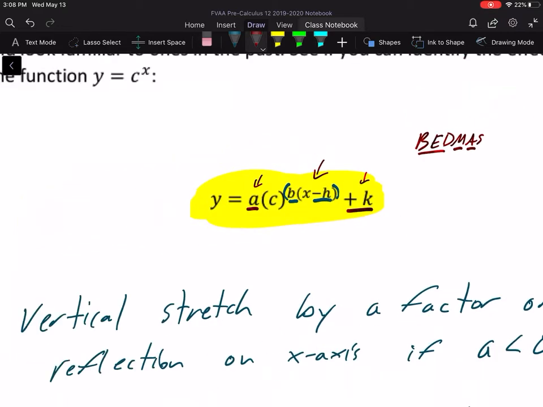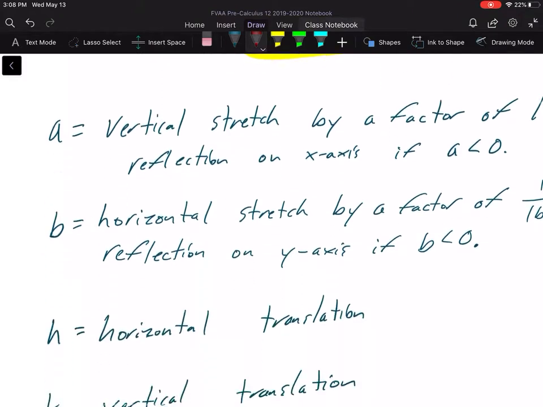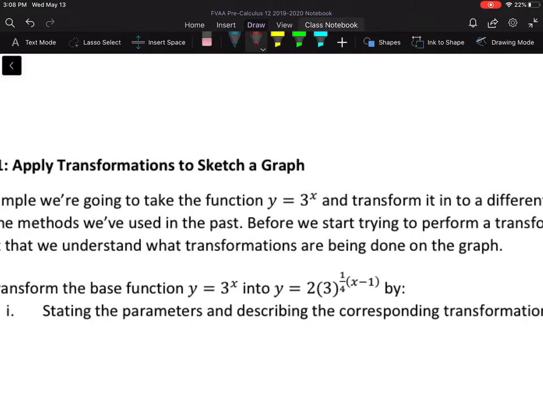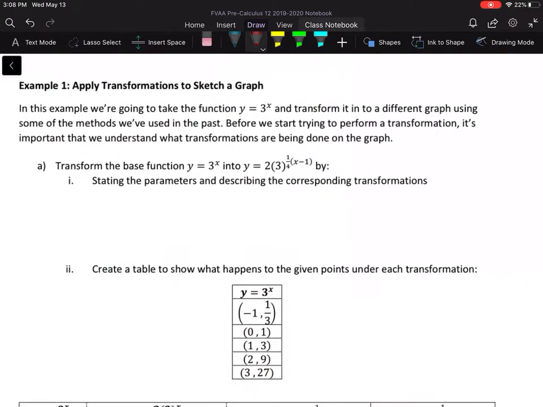All right, so that's a bit of a review for those transformations that we learned in chapter 1 and applied in chapter 2 and in chapter 3, and actually also in chapter 5 for that matter. So hopefully those are familiar to you. So let's actually apply some of these transformations and sketch a graph.